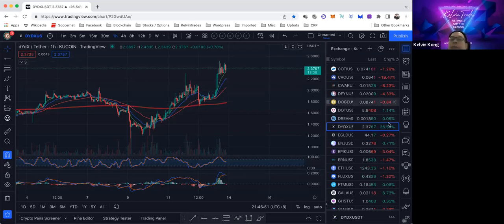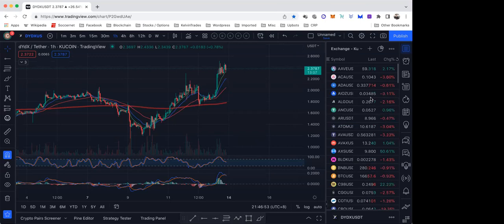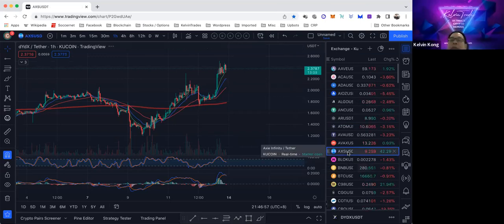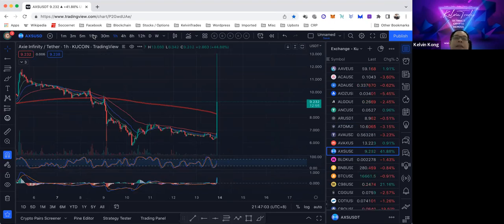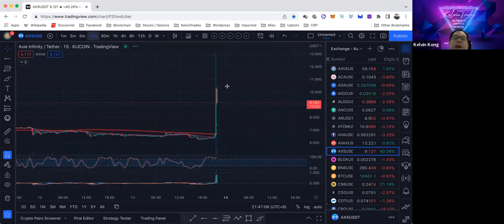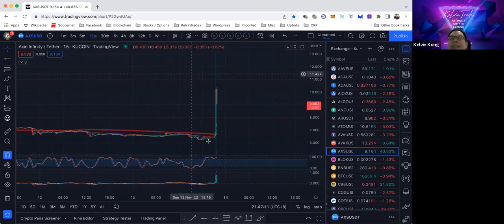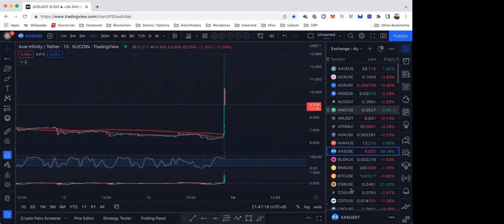It has already pumped 26%. Oh, XC even better, 42%. What the hell is this? Wow. Hey, y'all miss this pump? Yeah. What caused this pump? I have no idea. C98.